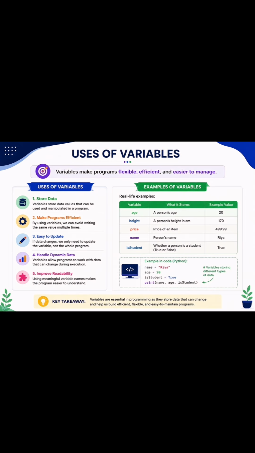Now, uses of variables. A variable is a named storage location in a computer's memory. It stores data that can change while a program is running. To store data, variables keep information such as numbers, text, or values for later use. For example, if I'm giving age is equal to 15, here age stores the value of 15.